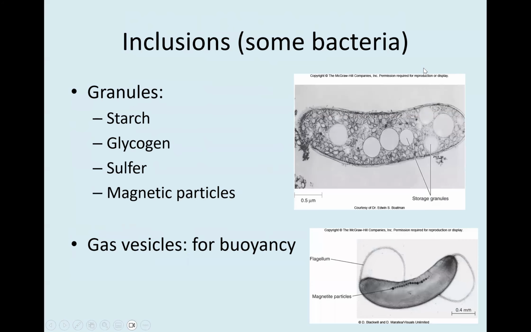All right, and then finally, we're going to talk about inclusions. So inclusions can be found in not all bacteria, but some bacteria. And this is going to have little granules inside of them, so it allows for storage. So they can store starch or glycogen, whatever they need for survival.